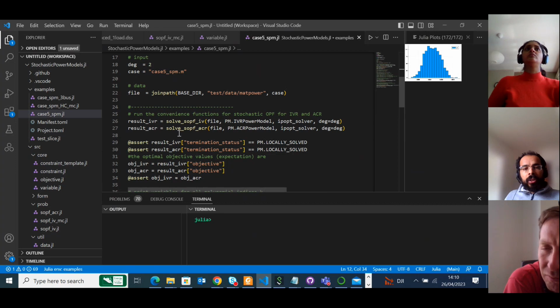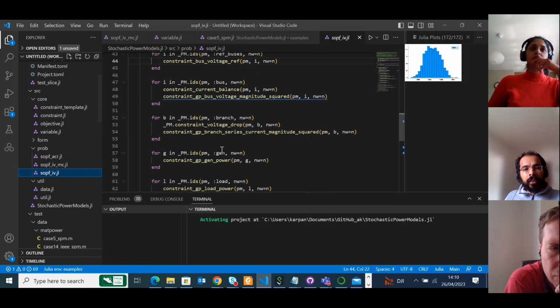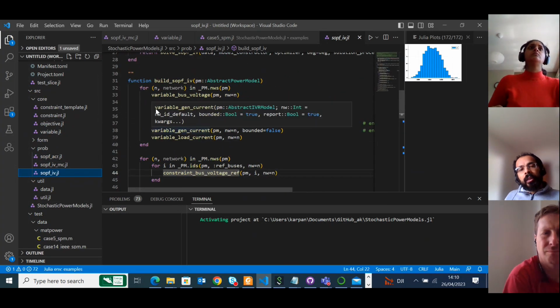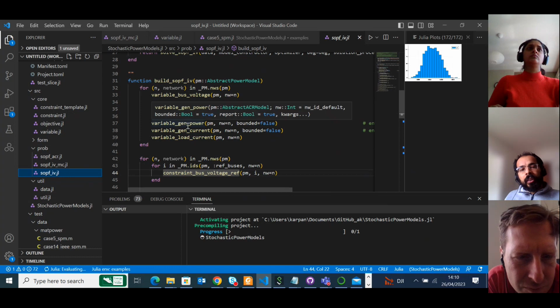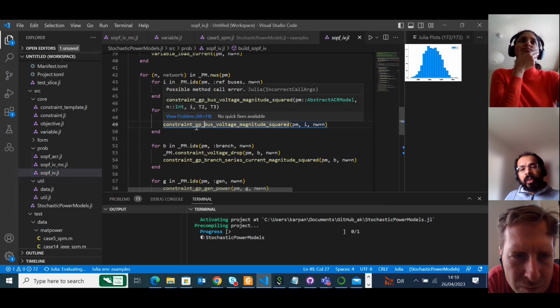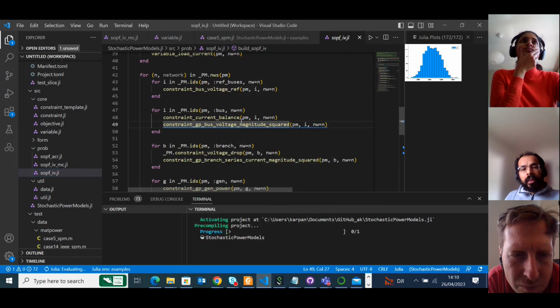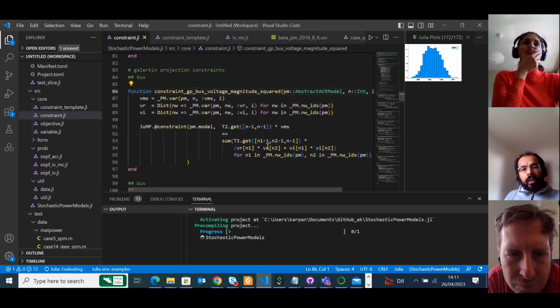So this is how you run, and if you see inside this problem, then I can show you how those things were implemented. For example, I go to IV formulation. It's built like a power model. So you have those variables, everything. You define variables for everyone here. It's nothing much different. The only difference is, for example, this constraint GP. GP means Galerkin projection. And this was the thing we saw, right? Magnitude square. If you go to the definition, this is how we implement the Galerkin projection.